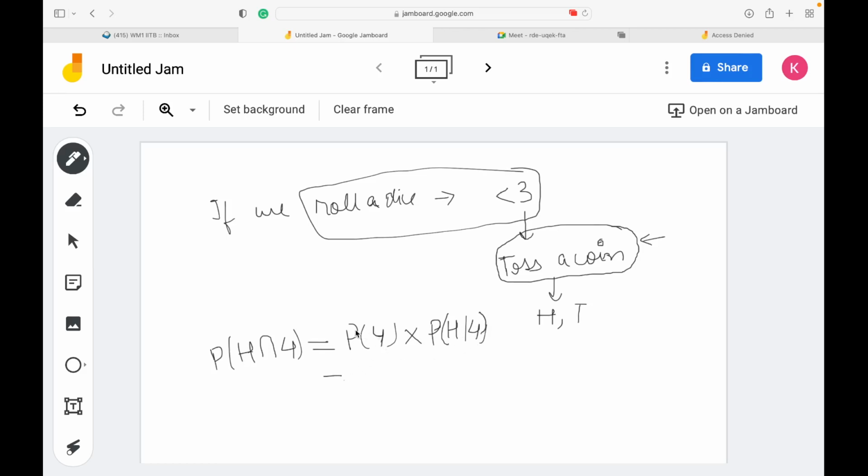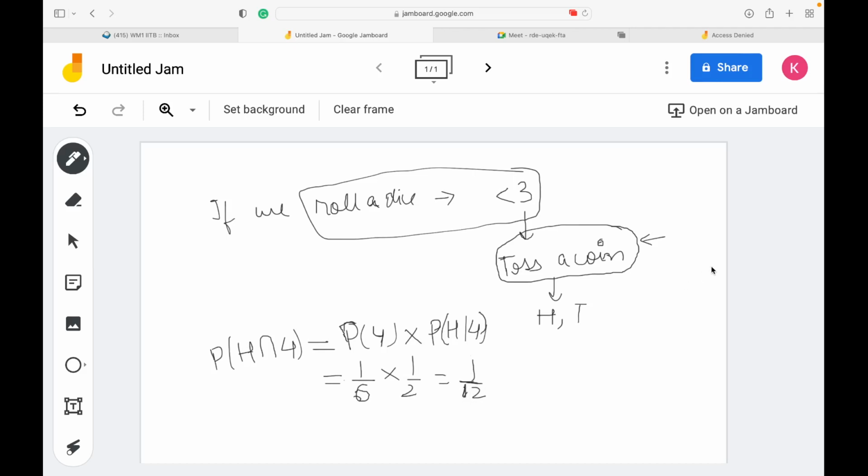So the probability of the outcome of 4, if we roll a dice, is 1 by 6. And if this has occurred, then we are going to toss a coin, and the probability of getting heads will be 1 by 2. So the answer will be 1 by 12.